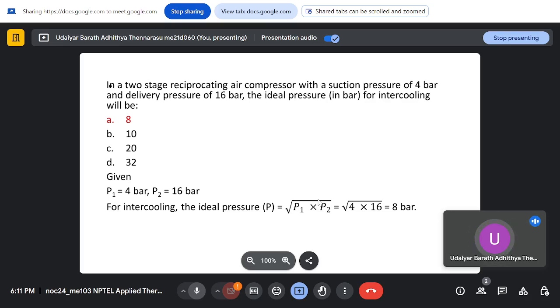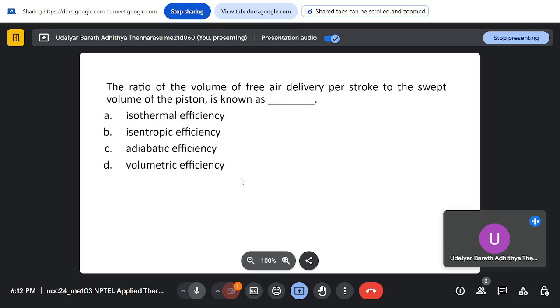If you differentiate it with respect to the intermediate pressure P, then ultimately dou W by dou P is equal to 0. If you solve this, you will get the intermediate pressure P as root of P1 into P2. That gives you root of 4 into 16, that is 8 bar. So this is the ideal pressure for intercooling, which will give you the minimum work. So the answer is 8 bar.